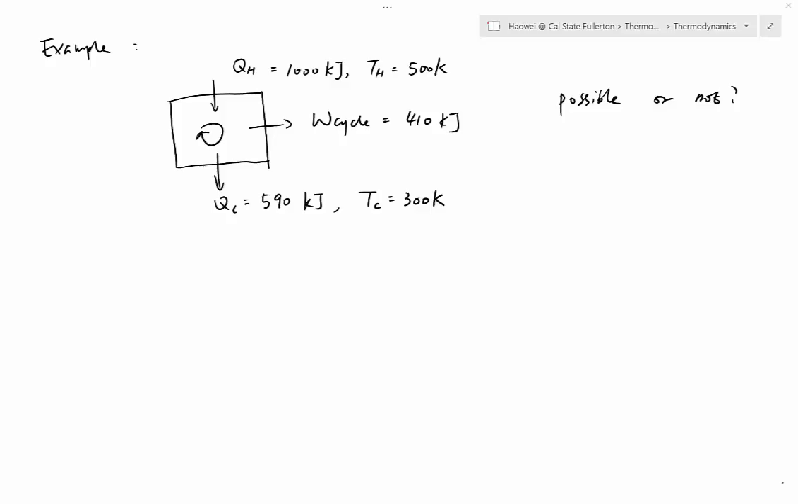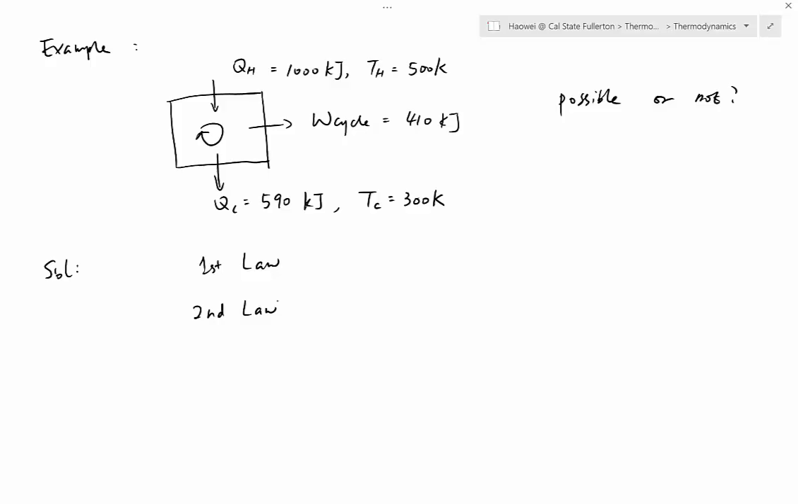We actually did this problem before, if you can remember. How did we decide if your system is possible or not? We checked your design against the first law first, and then we checked it against the second law. Your design cannot violate either of those two, otherwise your design won't be possible.